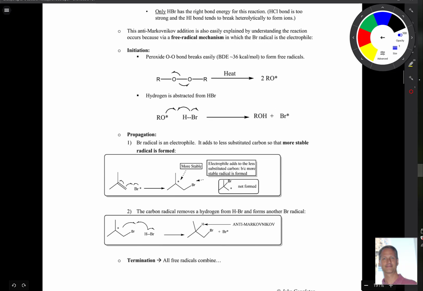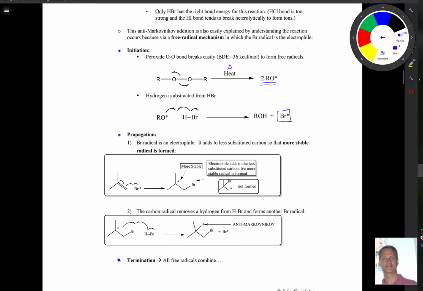As we look at the mechanism here, the first step is initiation, right? Remember, a free radical reaction has initiation, propagation, termination, just like we saw in the free radical reactions in our chapter 4. So we use the fishhook arrows and we form two peroxide radicals here that then react with HBr to form the bromine radical. Okay? Notice that often we need heat here to get that to occur.